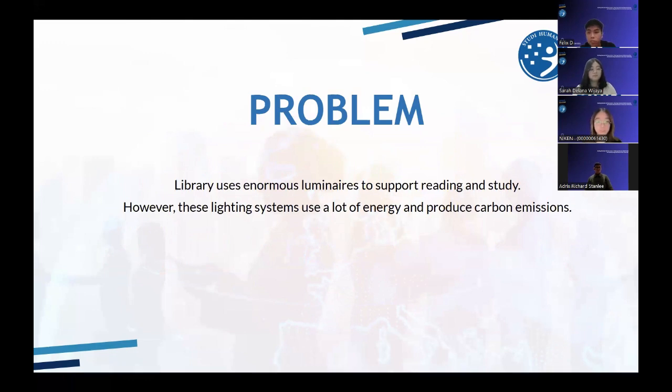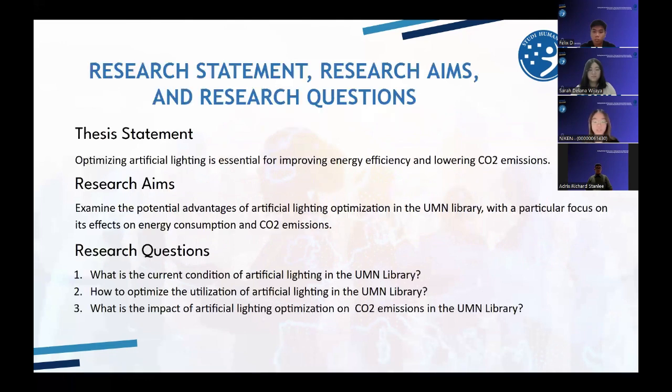For problems, the library uses enormous luminaires to support reading and study. However, these lighting systems use a lot of energy and produce carbon emissions. For the research aims, we examine the potential advantage of artificial lighting optimization in the UMN Library, with a particular focus on its effects on energy consumption and carbon dioxide emissions.